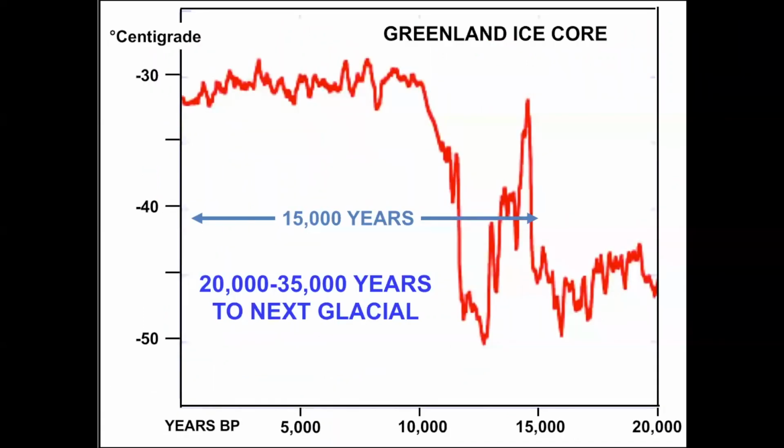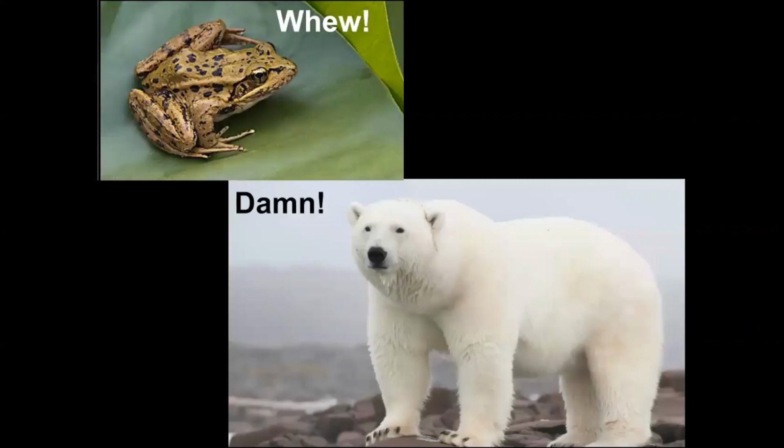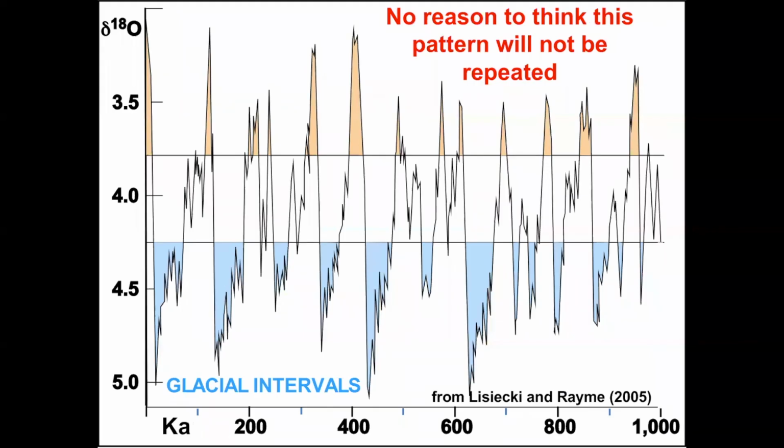So it's been 15,000 years since the rise, if we discount the Dryas event. And that means that we've probably got 20,000 to 35,000 years until we're back into a true glacial episode. And your outlook on that may depend on where you live. But there's no reason to think this pattern will not be repeated. That is the future, but it's a long way off.